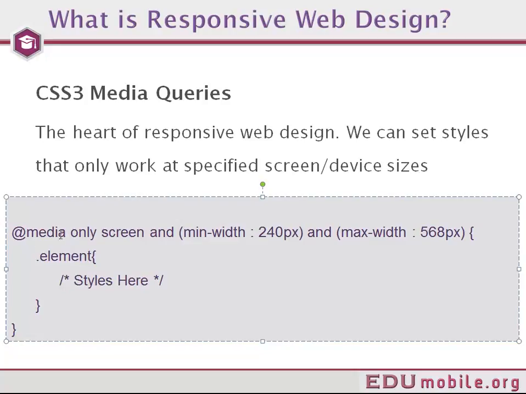It's pretty simple. We have the @media, and then only screen, which means that for any kind of monitor. You can also have print media that will only show up for print view. So right here we're saying for any screen that has a minimum width of 240 pixels and a maximum width of 568 pixels. And this is a common range. This usually pertains to just about any smartphone.